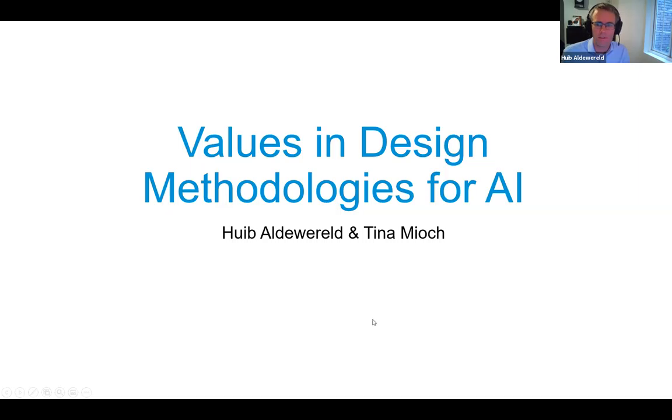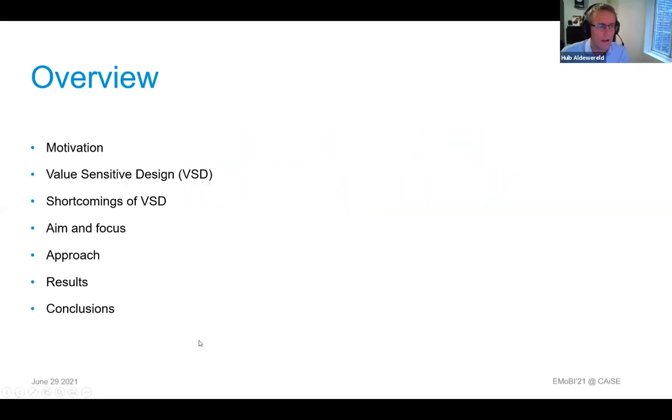So let me see, my slide isn't advancing. This is briefly what I'm going to talk about. I will briefly explain why we're looking into values in AI design methodologies. One of the many mentioned solutions for using values and ethics in AI is value-sensitive design, which I will briefly talk about. I will also explain what the shortcomings of value-sensitive design are, why we want value-sensitive design in AI methodologies, and which part of that we will focus on in this paper. And of course, I will present how we approached the issue, the results, and some conclusions.